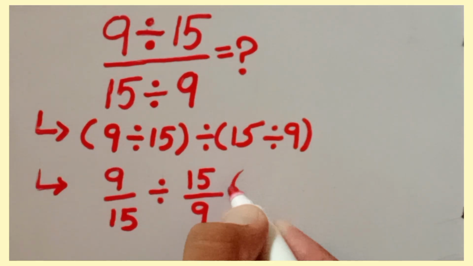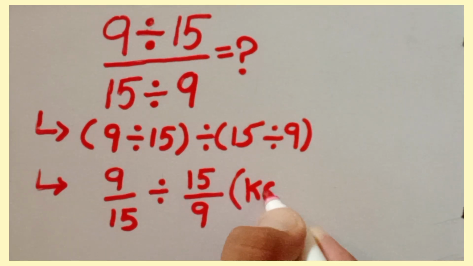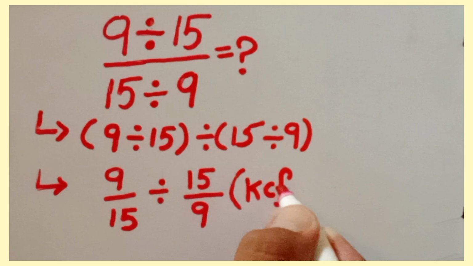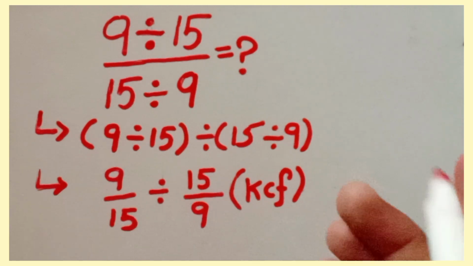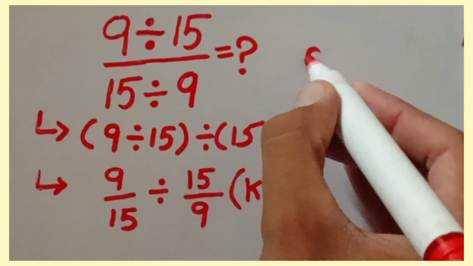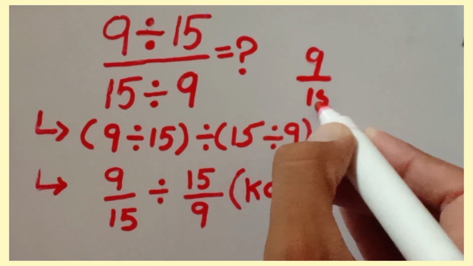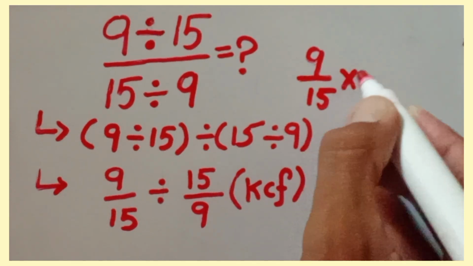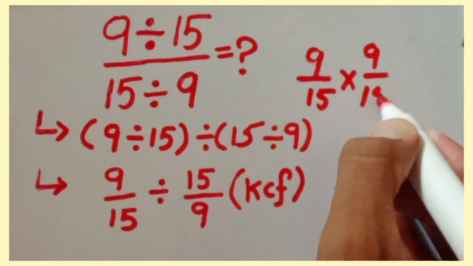So according to the rule of KCF, where K stands for keep, C stands for change and F stands for flip, we can write this fraction as 9 divided by 15 multiplied by 9 divided by 15.